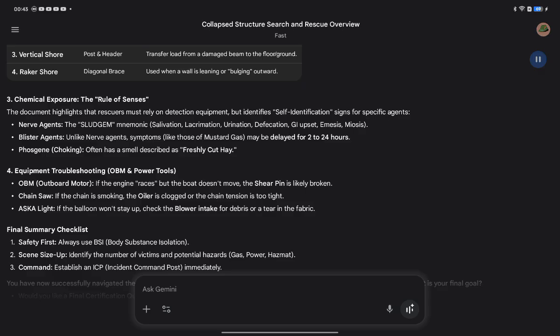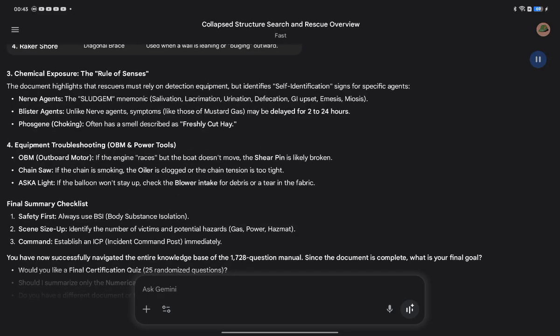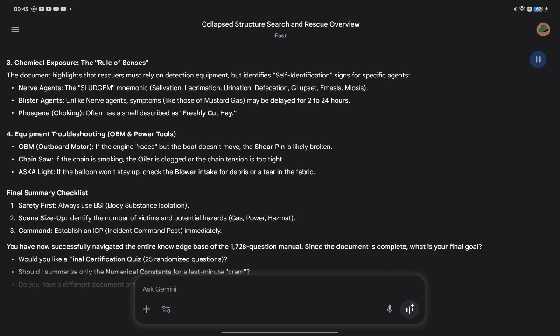3. Vertical shore, post and header: transfer load from a damaged beam to the floor or ground. 4. Raker shore, diagonal brace: used when a wall is leaning or bulging outward.